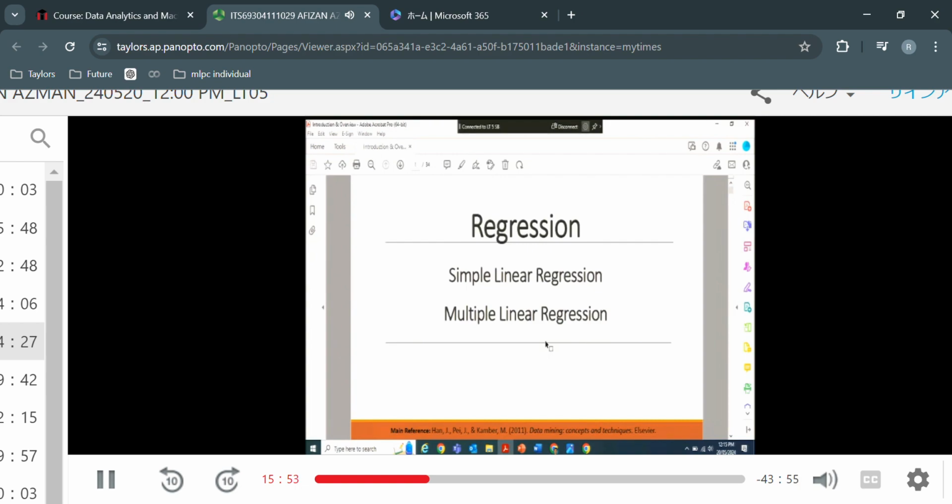Then you have 2 types, simple linear regression and multiple linear regression. And in my PowerPoint slide, there is another important type of regression algorithm called logistic regression. So please find out from that PowerPoint slide which one is for regression and which one is for classification.